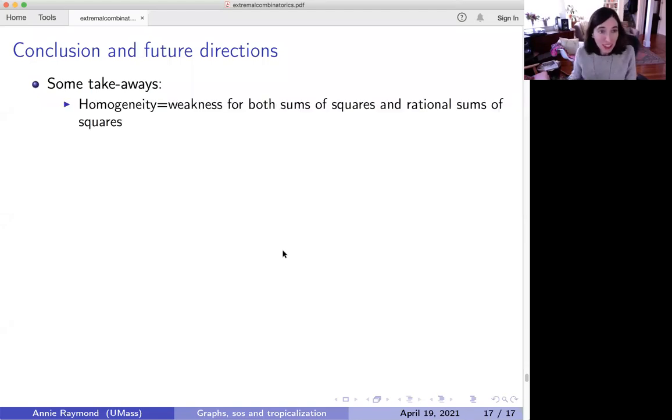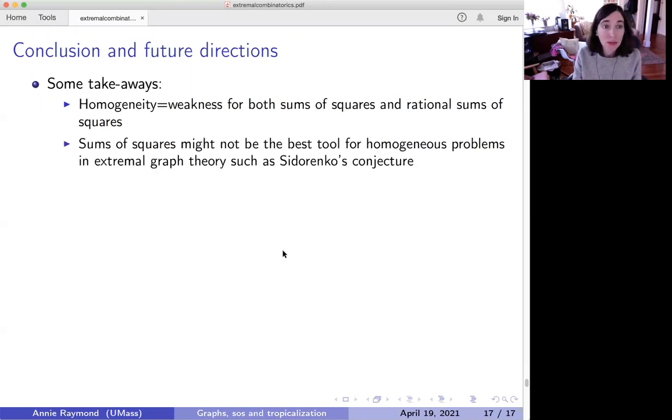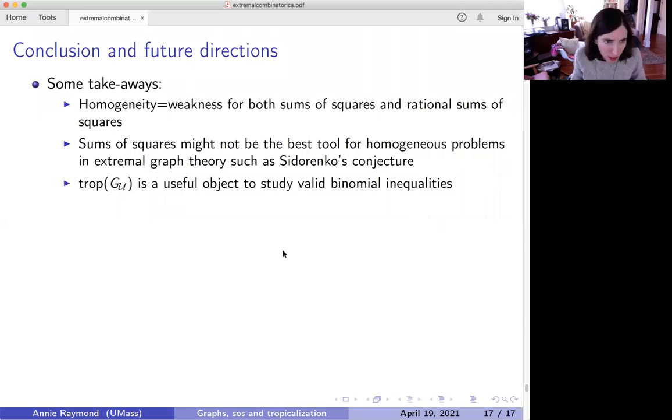So what are the takeaways? The first takeaway is that homogeneity is a weakness for both sums of squares and rational sums of squares. It also shows us that sums of squares might not be the best tool for homogeneous problems in extremal graph theory, such as Sidorenko's conjecture. It won't be able to prove everything, right? And just to be very clear, sums of squares is the same thing as the Cauchy-Schwarz method, so you might be more familiar with that name. They're equivalent. So you cannot use only that to prove Sidorenko's conjecture.